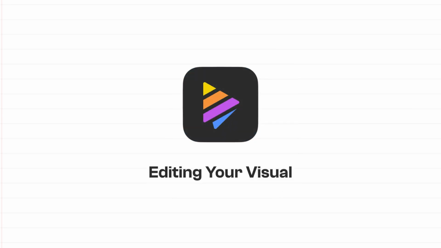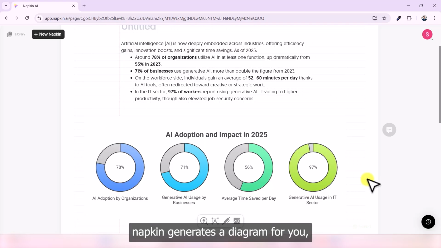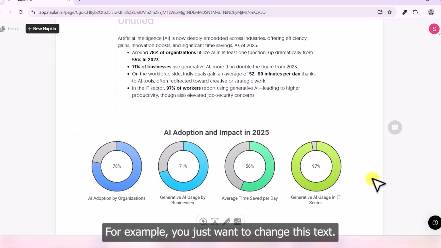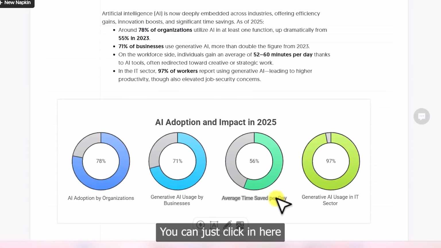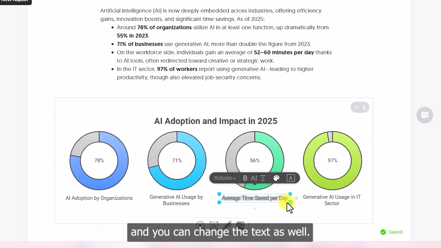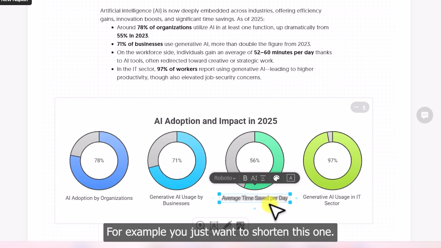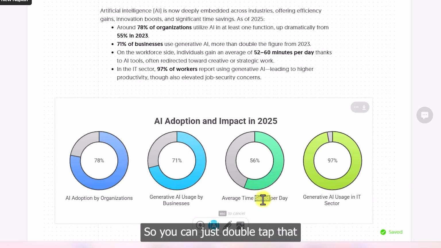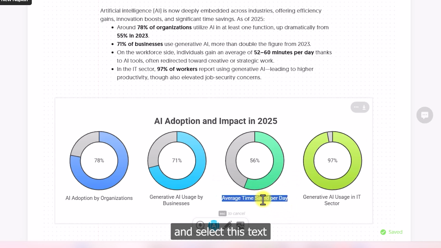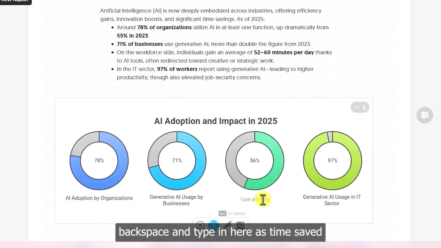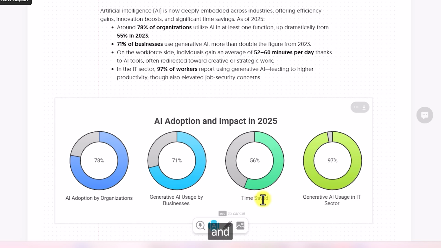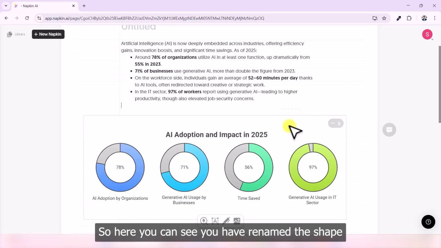Editing your visual. After you click Spark, Napkin generates a diagram for you, but you are in control of refining it. Click on shapes to rename them. For example, you just want to change this text, you can click in here and change the text as well. For example, you want to shorten this one, so you can double tap that and select this text, backspace, and type in here as time saved and click outside this box. So here you can see you have renamed the shape.